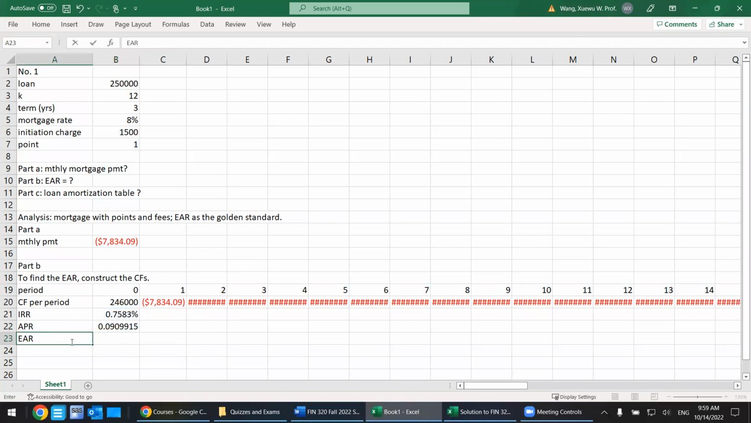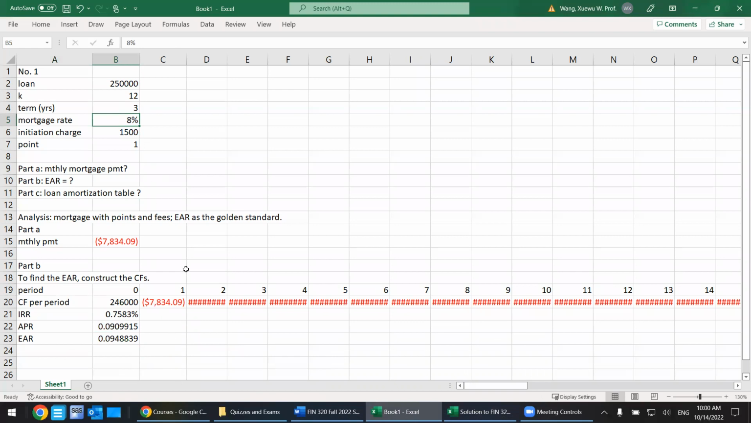Okay, and I can convert that into APR, which is the monthly IRR times 12, and I can further convert that into EAR, which is the EFFECT function applied to the nominal rate, and 12 as the number of periods in a year. So the EAR for this mortgage is actually 9.488%. Okay, so this actually is much higher than the mortgage rate of 8%.